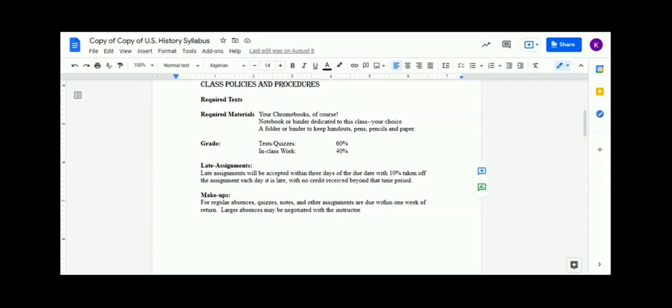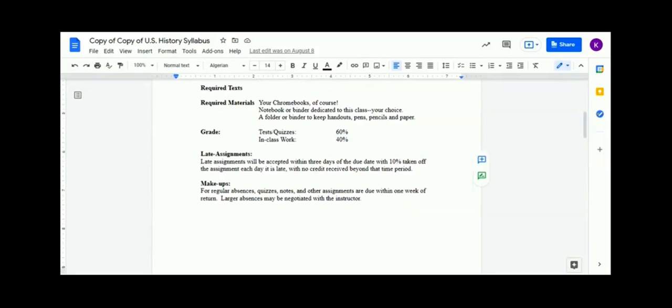Late assignments, we also follow the same procedure here at Minor. Late assignments are accepted within 3 days of the due date, with 10% taken off the assignment each day it is late. There is no credit received beyond 3 days. Of course, if any student is absent for any reason and that absence is excused, we will accommodate that.